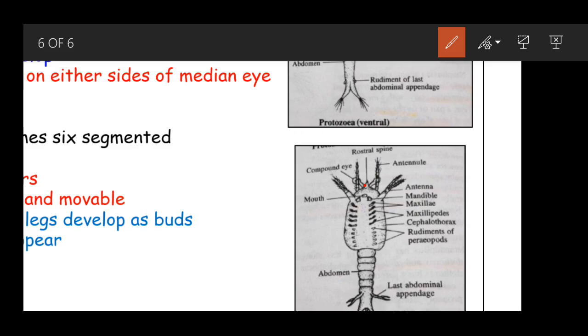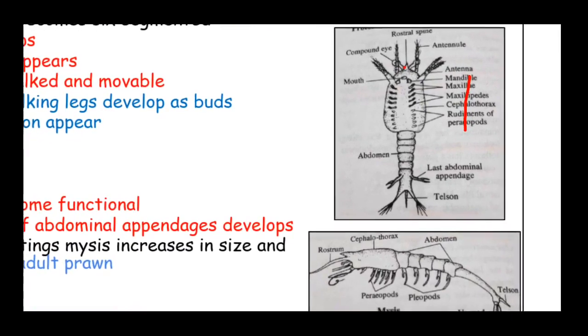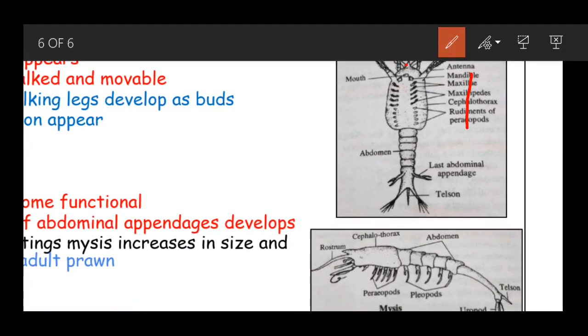So the lateral eyes were just rudiments in protozoea, now they become completely stalked and movable. The 5 pairs of walking legs develop as buds, and another development, as you see in this diagram, is at the most posterior region, two structures develop, which is this, the last abdominal appendage, which is the uropod, as well as the telson appear.